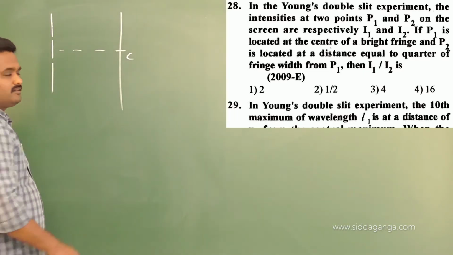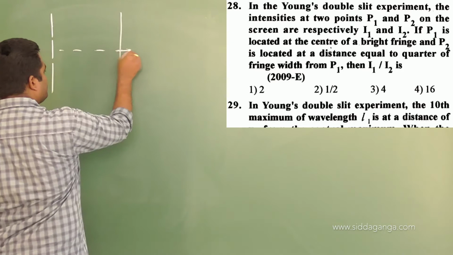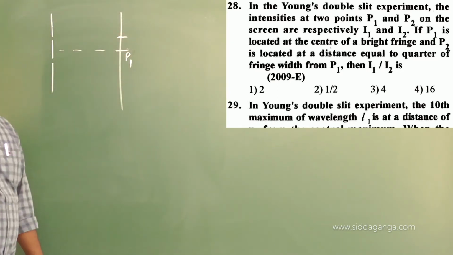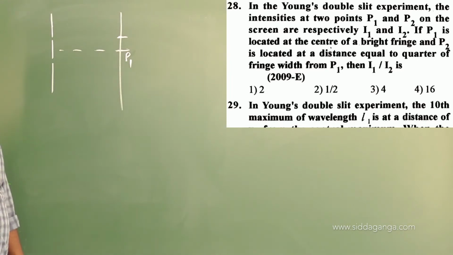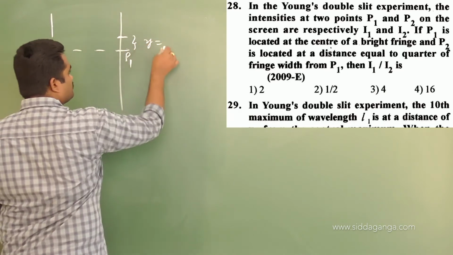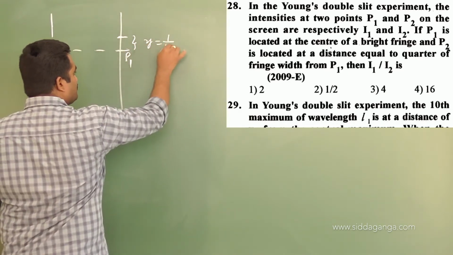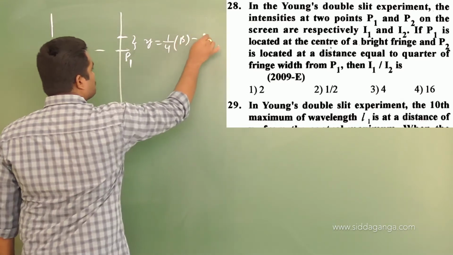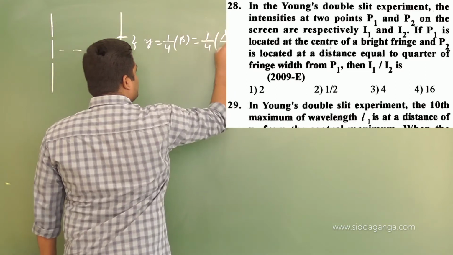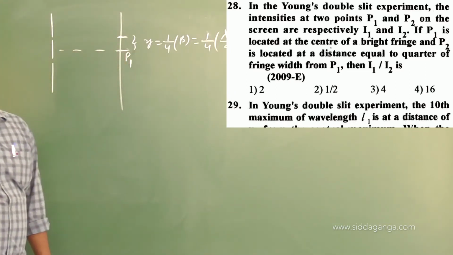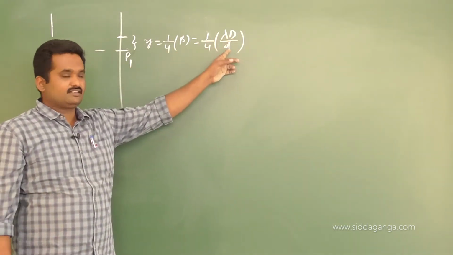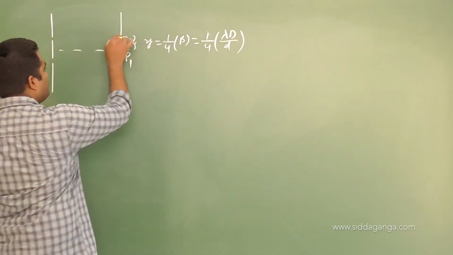P1 is at the center of the bright fringe, which means this is exactly the center. This is P1. And where is P2 going to be located? P2 is at a distance equal to 1/4 of the fringe width from P1. That means this distance y equals 1/4 of the fringe width, 1/4 of beta. You know beta is lambda capital D by small d. We have already learned this one, the fringe width relation, right? So this is where the point P2 is.